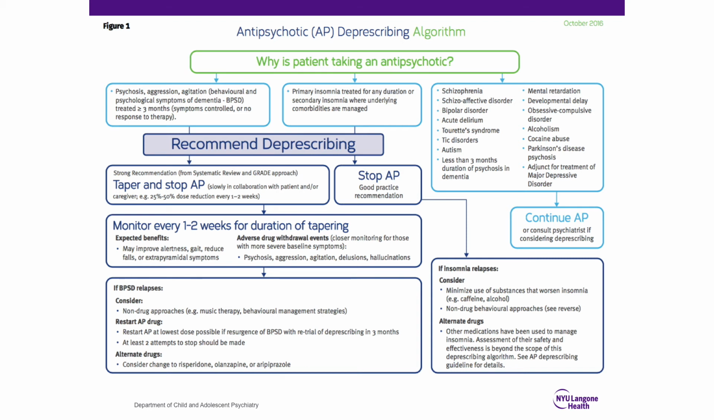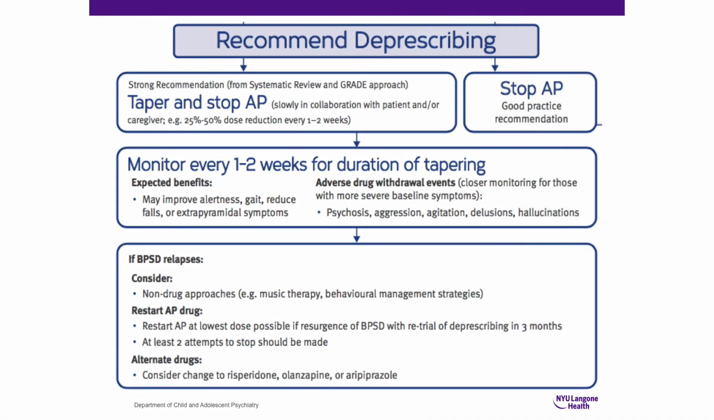So if we focus on the left, I'm going to blow that up. If the patient's been on the medication for more than 3 months, as was in the Cochrane review, they state that you should make a strong recommendation to taper and stop the antipsychotic. They even give you specific instructions, such as 25 to 50% every 1 to 2 weeks, what to monitor for, and finally what to do if there's a relapse. The first step if there's a relapse is to consider non-drug approaches. The second would be to restart the antipsychotic, though they also note if the taper is not successful that it should be retried again after a period of time, and then to consider alternate drugs.